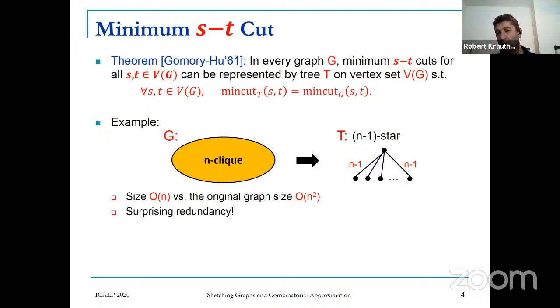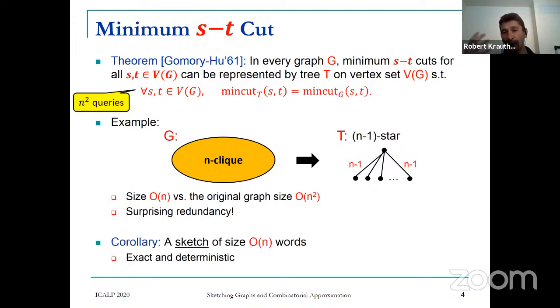And again, here you map the vertices in some manner, it doesn't matter which manner, but for every two vertices, the minimum cut in the star is N minus one. It's the same minimum cut value. And this is a tree, so it's much smaller in terms of storage. Instead of N squared edges, you get order N edges, and that's true for every tree, of course. So you reduce the size of the sketch to order N compared to the input graph, which was order N squared. And this is a very strong redundancy, right?